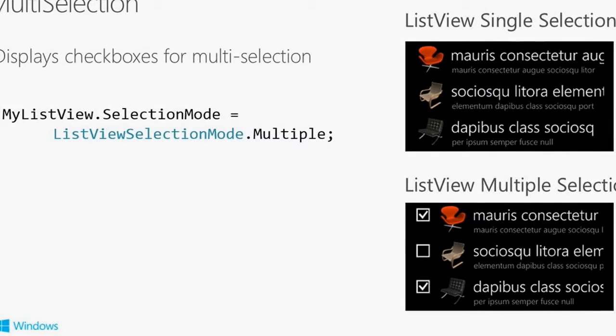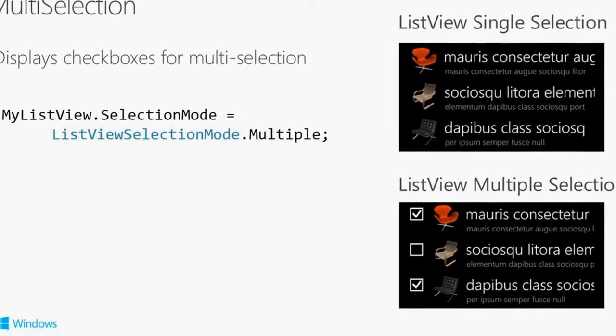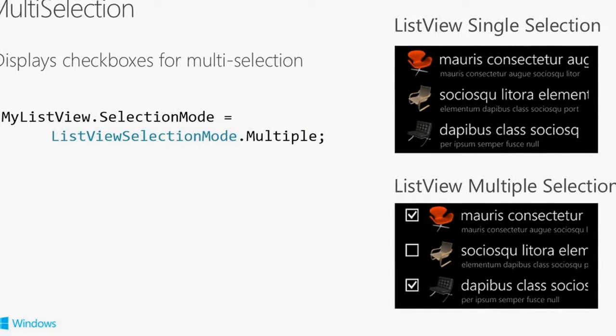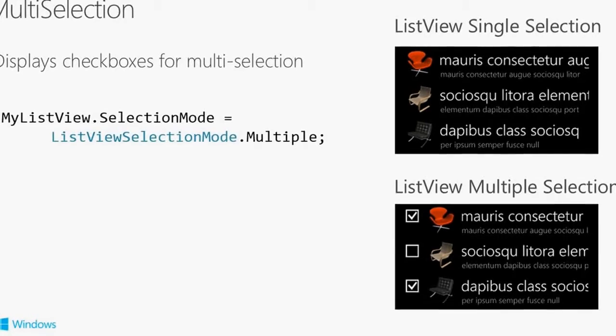We have support for multi-selection, and multi-selection just displays checkboxes for multi-selection and then hides the checkboxes for single selection. You get some really great styles depending on whether you're in list view or grid view. But the other thing that this gives you is, when you switch between one or the other, a cool little animation where the checkbox slides in from the side, slides out from the side. Changing that is very simple. Just change the selection mode on your list view or grid view to ListViewSelectionMode.Multiple.